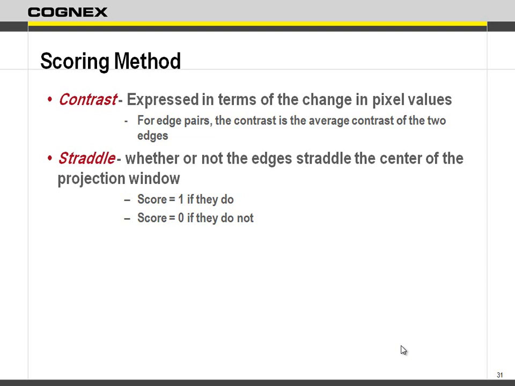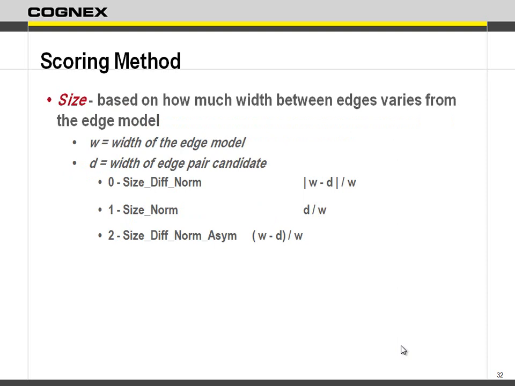Then we have straddle. Straddle is just saying if you're using edge pairs, that one edge is on one side of the center point, and the other one's on the other side of the center point. So it's either going to straddle or it's not. Then we have size. And the size is going to be the width between the edges. So you have size difference normalized. So we're taking a look at what's the full field of view that we're looking for, minus what size we found, divided by what we expect it to be. Okay? So the full width.